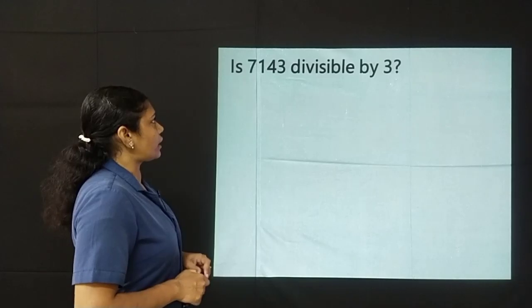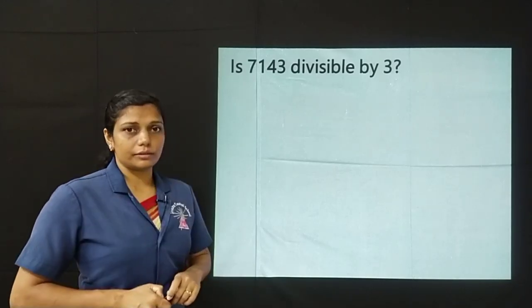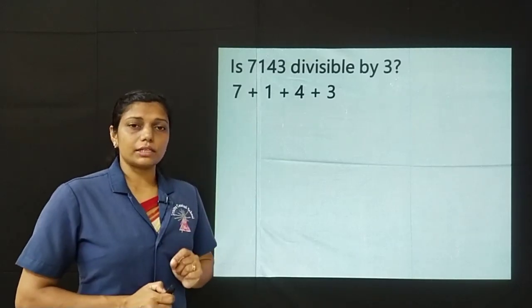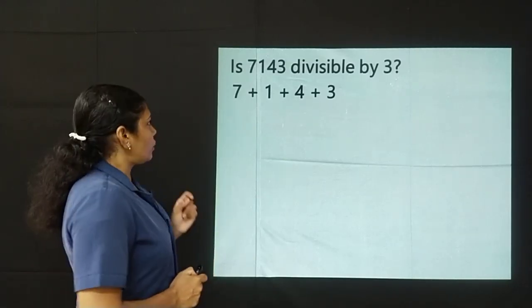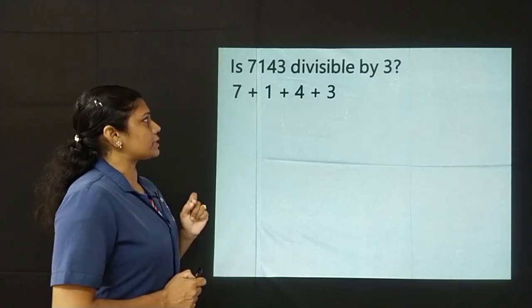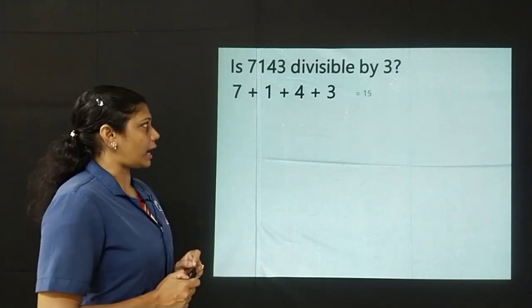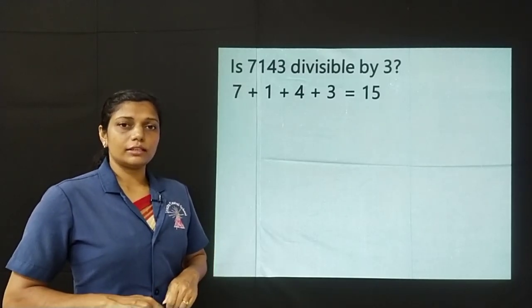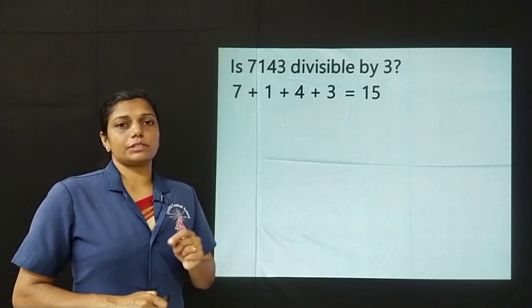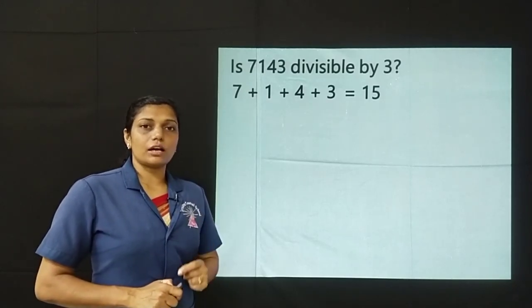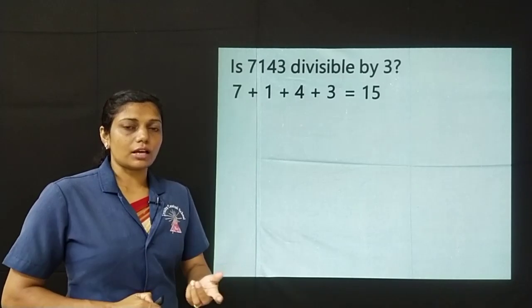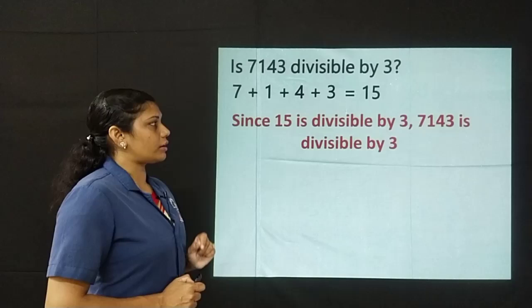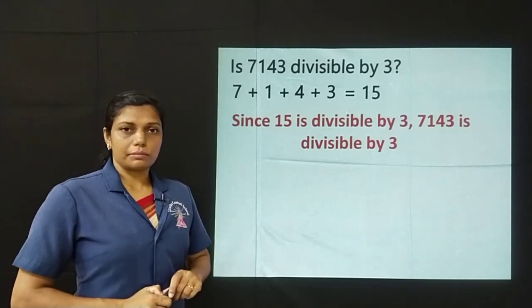Is 7,143 divisible by 3? We add up the digits. This is the divisibility test for 3. 7 plus 1 plus 4 plus 3. All the digits have to be added up and we get 15. Is 15 divisible by 3? Yes, 15 is divisible by 3. 5 threes are 15 or 3 fives are 15. Since 15 is divisible by 3, 7,143 is also divisible by 3.